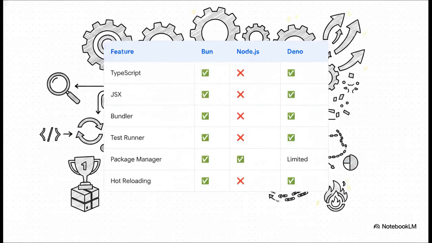But here's the most important part. Bun isn't just about speed. It's about making everything feel cohesive. This table shows you all the tools you'd normally have to install and configure yourself. Things like TypeScript support, a test runner, a bundler. They're just built right in. This gets rid of so much complexity and just creates a much more integrated developer experience.